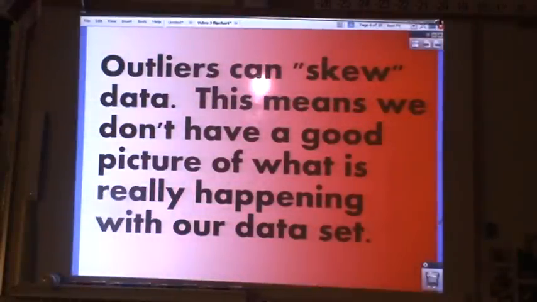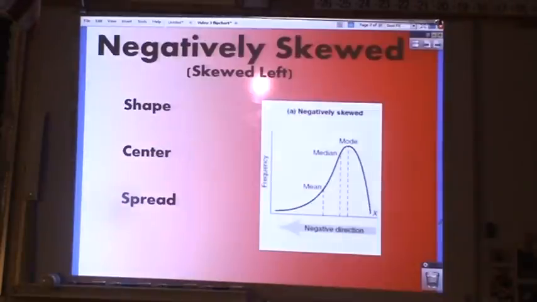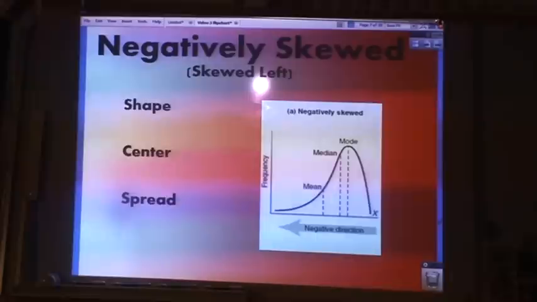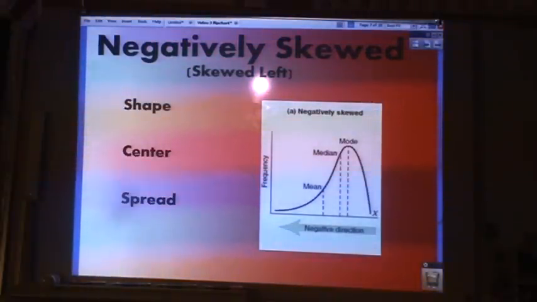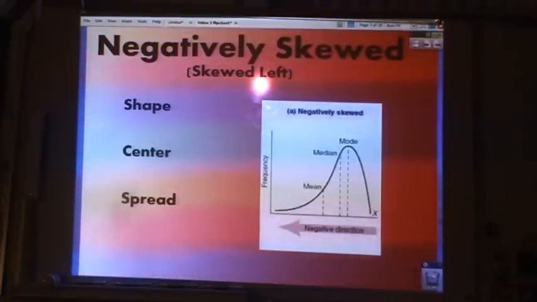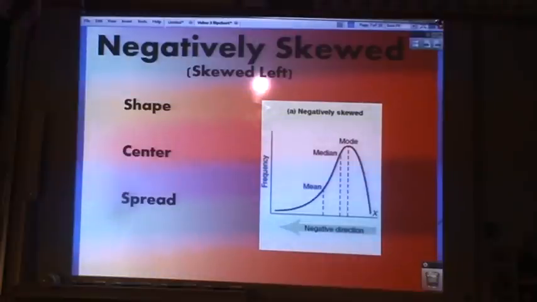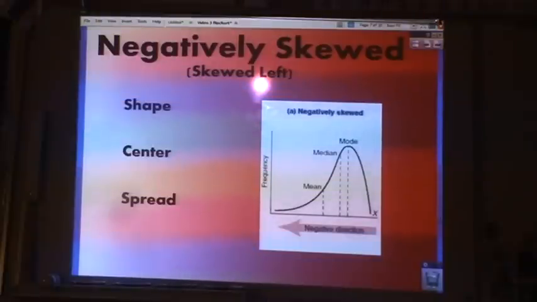Outliers can skew our data. This means that we don't really have a good picture of what's happening with our data set. An example of this is negatively skewed data. As you can see, it's mostly like a bell curve, but maybe we have an outlier that is way on that low end. That's going to make our data skewed left. If you picture this like a little animal with its tail all the way out on one side, its tail is in a negative direction, so it's skewed negatively.